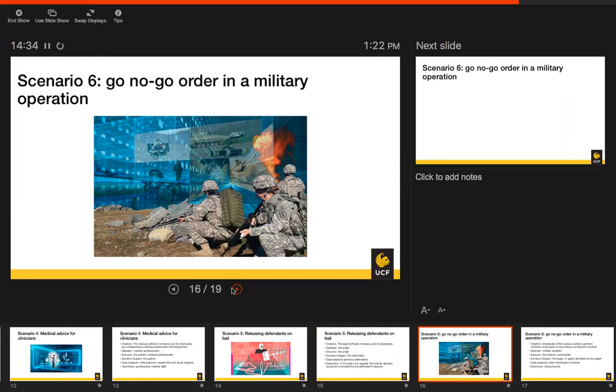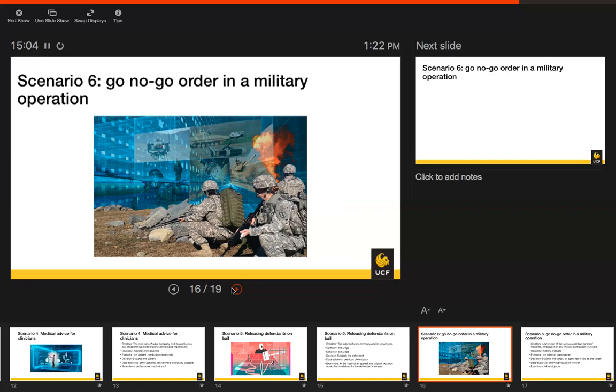Scenario 6 is a go, no-go order in a military operation. Consider this scenario involving a military operation to kill or capture a target. A machine learning system will be employed to find and help recognize this target, and the order to engage will be informed by the system's recognition.